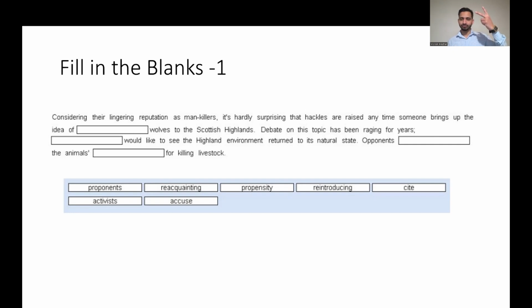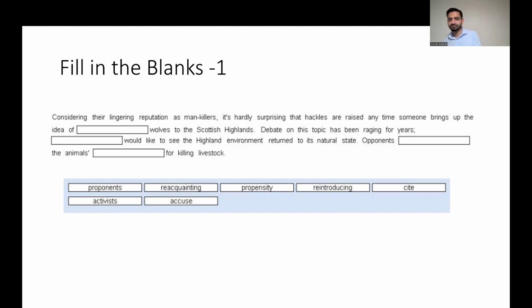Opponents, so we've got only two verbs here, which are in the plural form of verb, because opponents is plural, so we need a plural form of verb, which is similar to base form. And we can't use ing form here. So we've got only two options here, either cite or accuse. So opponents, and we need a verb here, don't we? The animals for killing livestock.